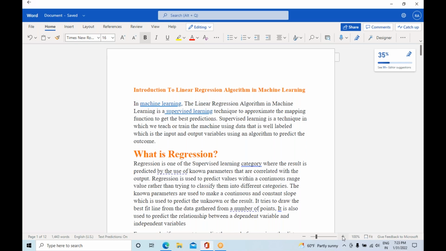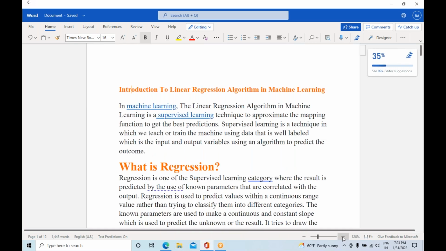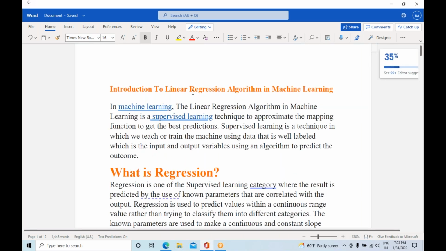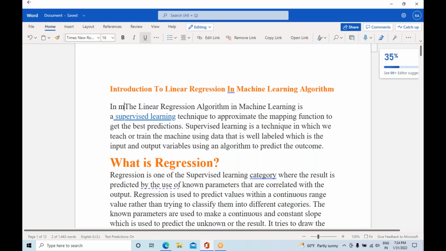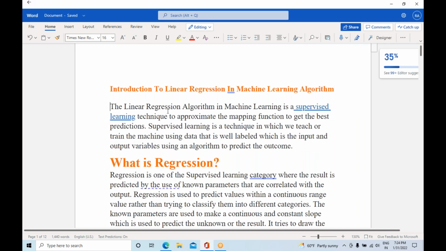Okay, you can say it's an introduction to linear regression algorithm in machine learning. So the linear regression algorithm in machine learning is a supervised technique.